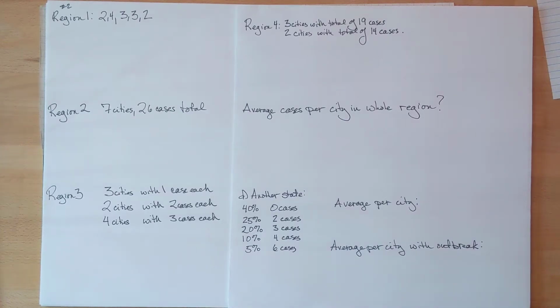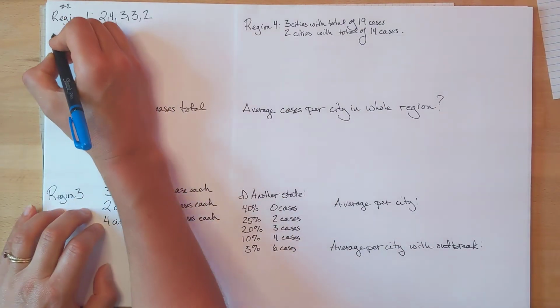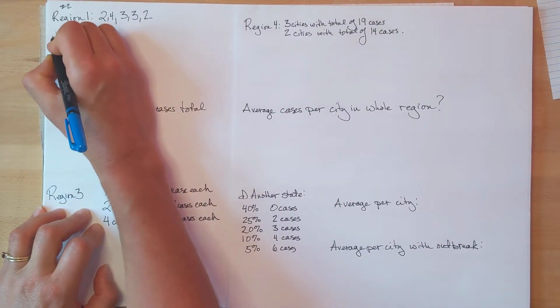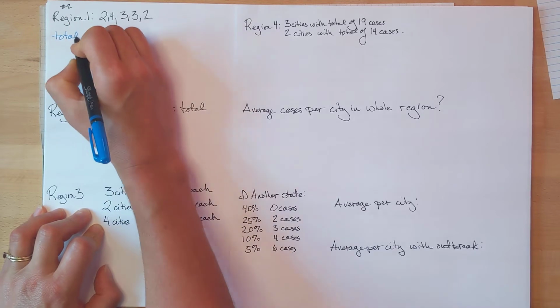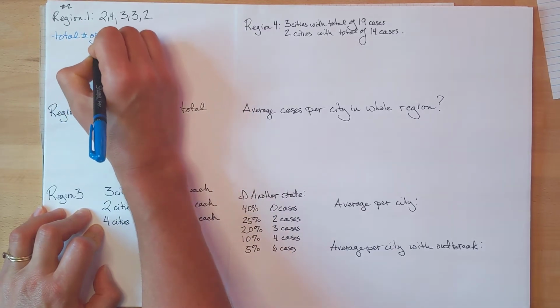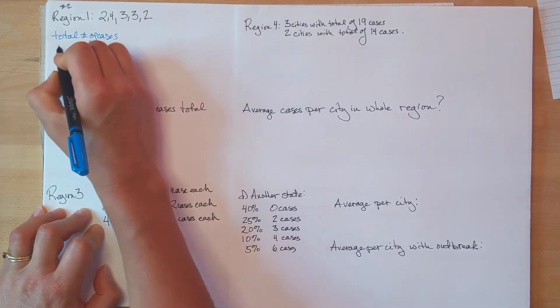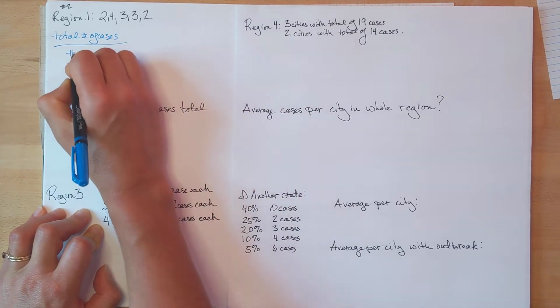This is problem 2 off of the review problems for Exam 1. In this problem, we're asked to find the average number of cases of rabies per city in a bunch of different regions. It's important to remember that no matter what data we're given, we're always looking for the same essential thing. We want to know the total number of cases, and we want to divide that by the number of cities.